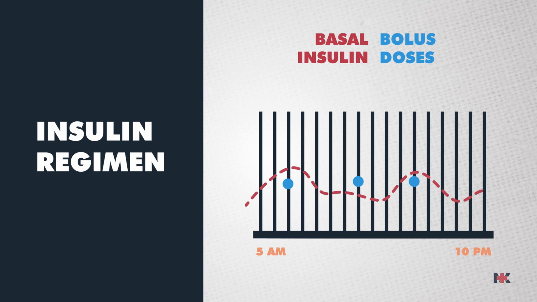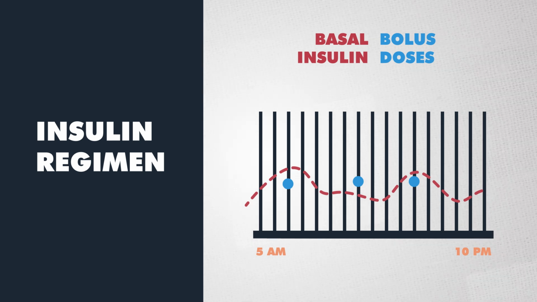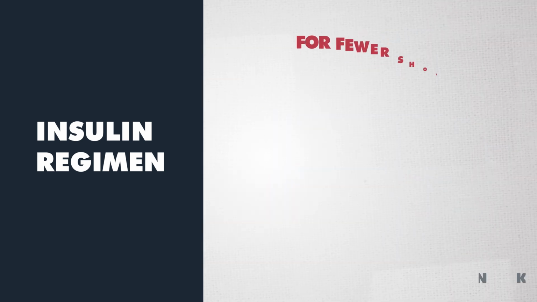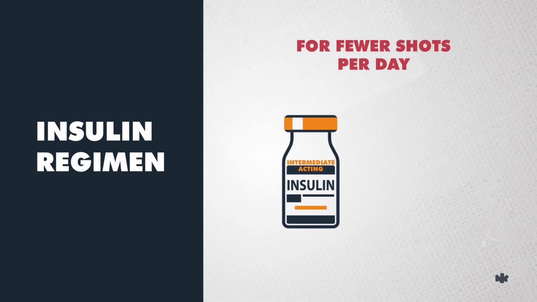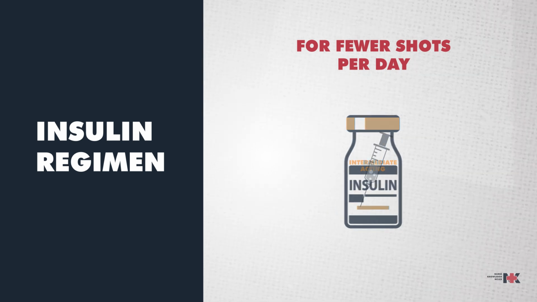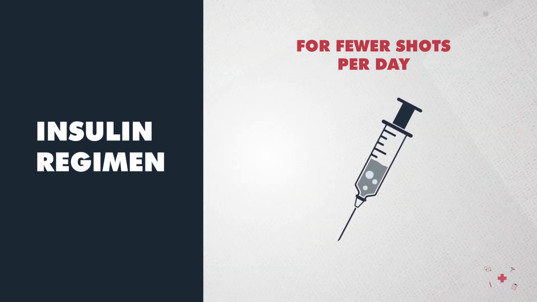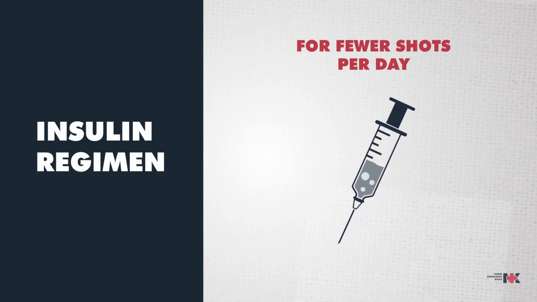This approach usually means 4 to 5 separate shots daily, 3 injections of bolus insulin, as well as 1 or 2 injections of basal insulin. For a simple regimen with fewer shots per day, intermediate-acting insulin can be pre-mixed with rapid-acting or regular insulin in 1 syringe or pen. This combination is typically taken only 2 times a day, before breakfast and before dinner.